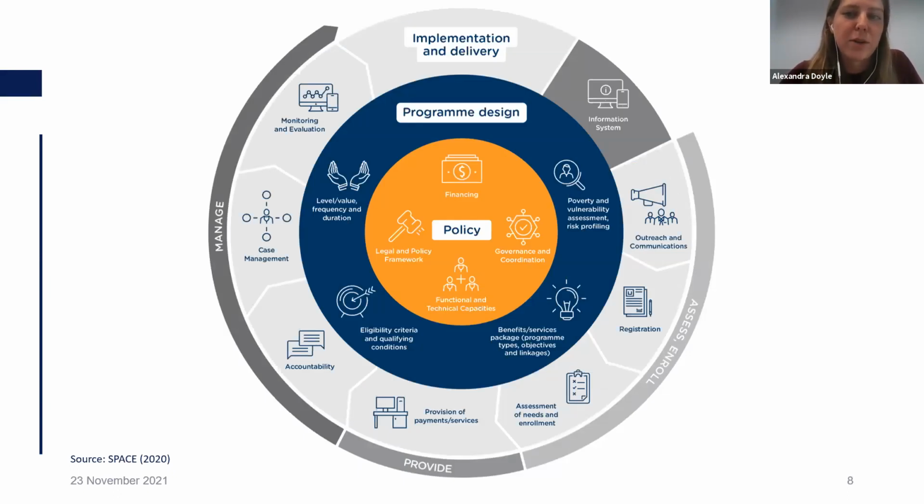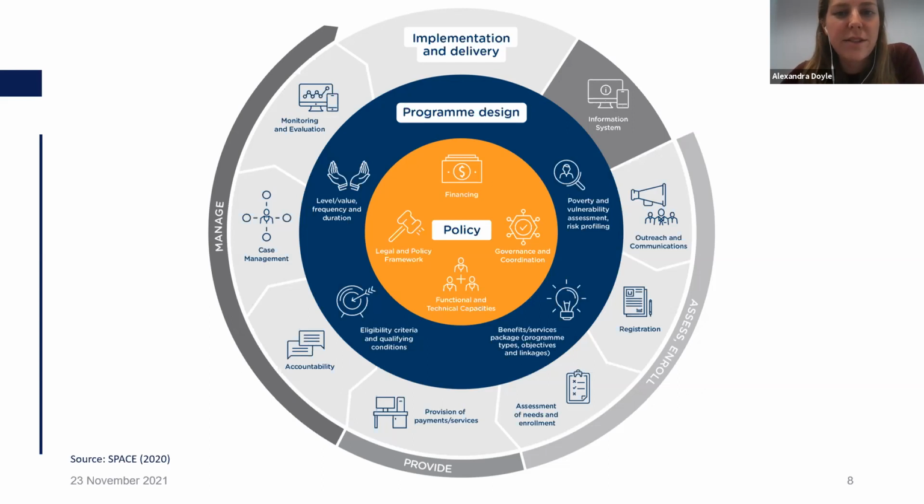And this is what Space has been calling the social protection solar system. It helps us to think about the core in the system in several different layers. So the first is looking at policies. These are the policies that are in place to support a swift response. These policies can relate to financing, they can relate to coordination of the response, how different actors work with each other. They can relate to legal and policy frameworks that support the response and stipulate mandates and roles and responsibilities, and also functional and technical capacities.